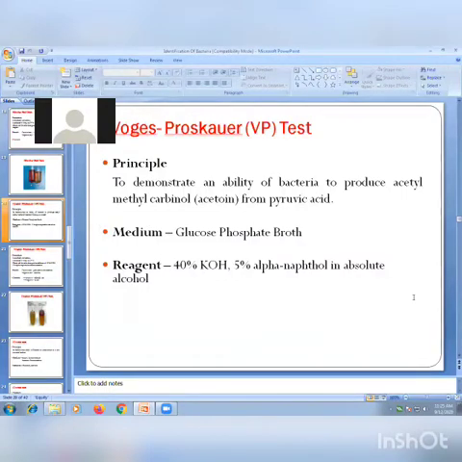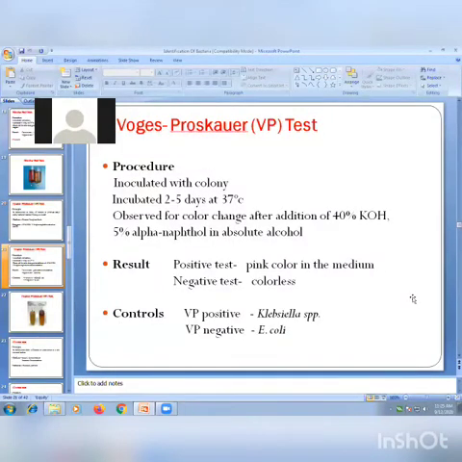The name of the medium is again the same, glucose phosphate broth, GPB. A tube containing glucose phosphate broth we are using. The reagents we are using are 40% KOH plus 5% alpha naphthol in absolute alcohol. Procedure: inoculate with the colony, incubate for 2 to 5 days at 37 degrees centigrade. Observe for color change after addition of 40% KOH and 5% alpha naphthol in absolute alcohol. Result: positive test, pink color in the medium; negative test, colorless.